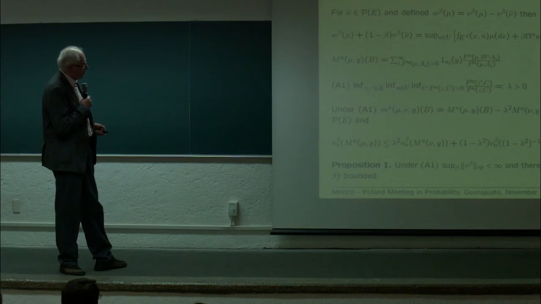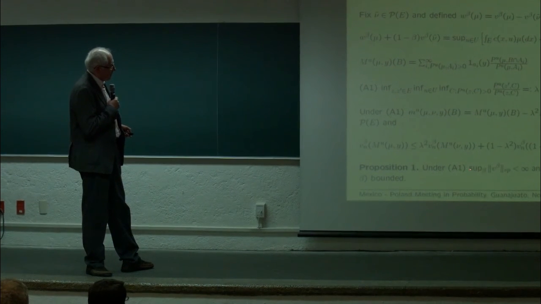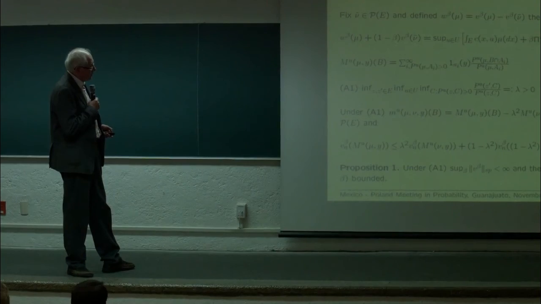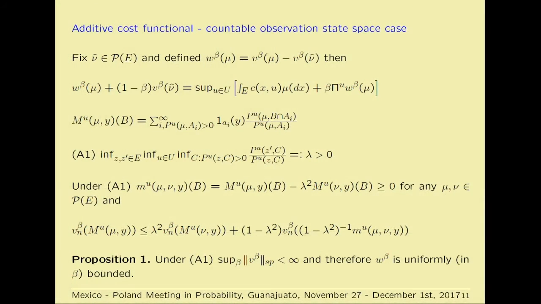And then the first result is based on an adaptation of my former papers from 1993. The argument is that under this A1, the span norm of V beta, meaning the supremum minus the infimum, with respect to beta in the interval (0,1), is bounded for each beta, so it's uniformly bounded.